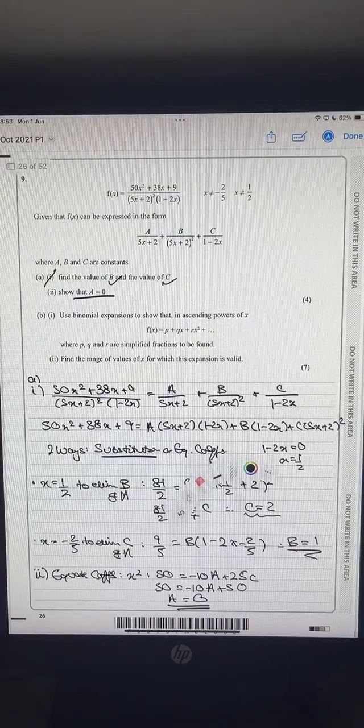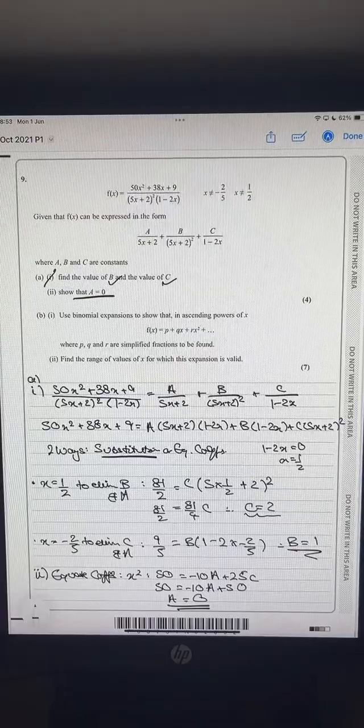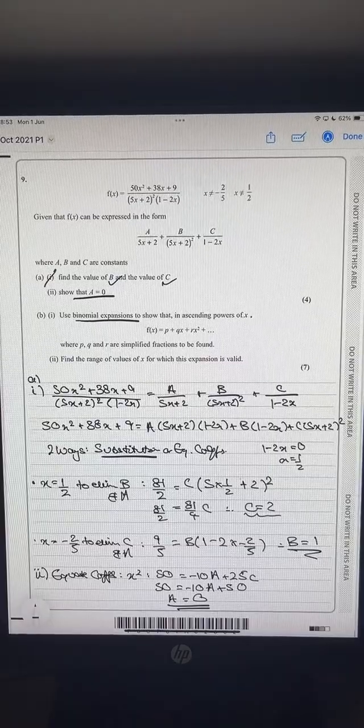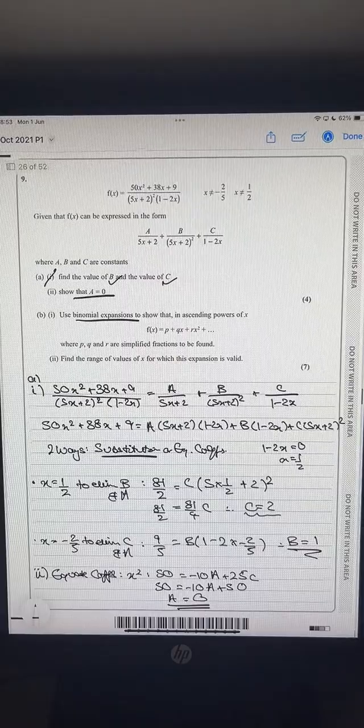Part B is, in my opinion, pretty obnoxious. It is 7 marks, it's quite hefty, but you've got to do a lot of work. And it could come up this year because it didn't come up last year. So, binomial expansion to show that in ascending powers of x, f of x is equal to p plus qx plus rx squared, where we need to find p, q, and r as simplified fractions.